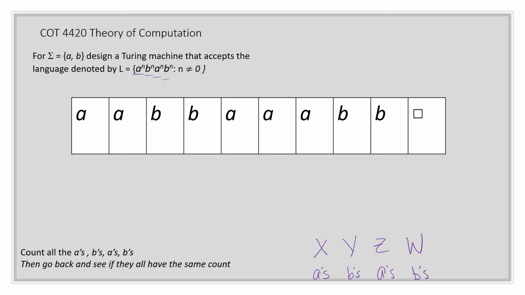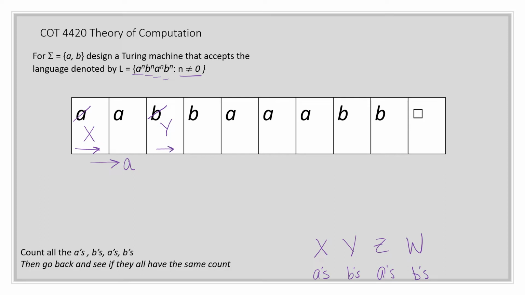The first thing you're going to do is start at the beginning, and obviously if this string began with a B, it would not be in the language, so it must start with an A, and n cannot equal 0. So we're going to take this A and change it to an X. Then we're going to move right, and keep moving right past any A's until we encounter a B. And then we're going to change this B to a Y and move right.